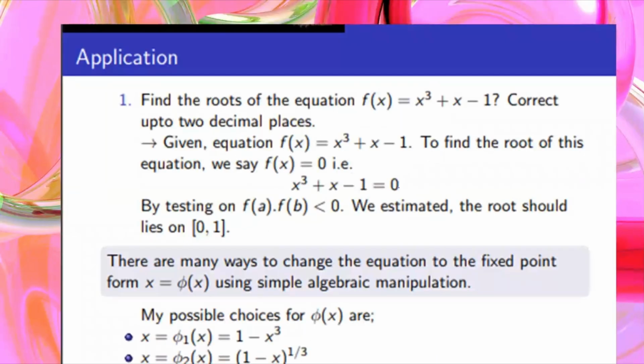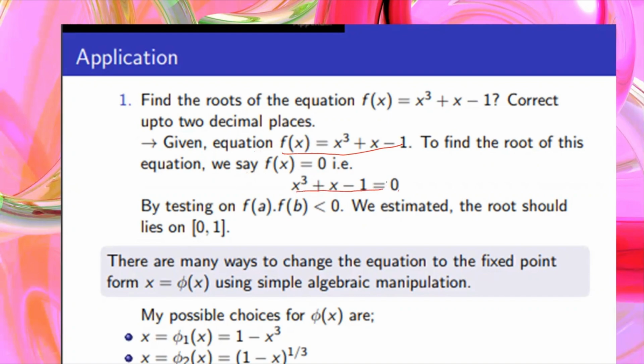Find the root of the equation f of x is equal to x cube plus x minus 1, correct up to 2 decimal places. So f of x is x cube plus x minus 1. To find the root of this equation, f of x is equal to 0, that is x cube plus x minus 1 is equal to 0.